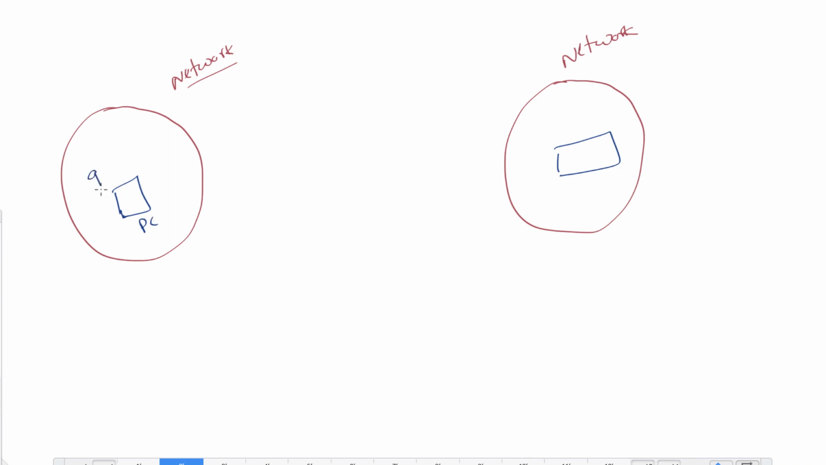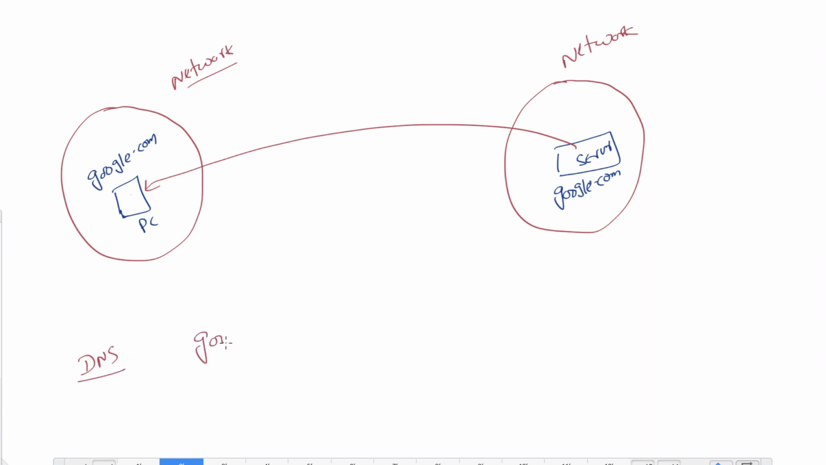Now suppose you type google.com, then how are you going to get the data from this server to this PC? This is what we are interested in. Like the Google server is here, and you want to get the web page of Google from this server to this PC, right? When you type google.com, there is one service called DNS service, which converts this google.com, which is called the domain name, to something called an IP address.